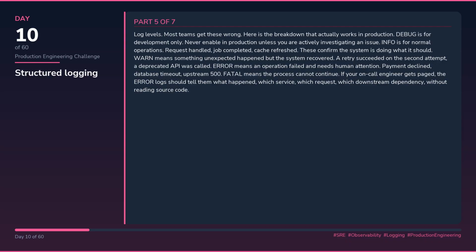Warn means something unexpected happened but the system recovered. A retry succeeded on the second attempt, a deprecated API was called. Error means an operation failed and needs human attention. Payment declined, database timeout, upstream 500. Fatal means the process cannot continue. If your on-call engineer gets paged, the error logs should tell them what happened, which service, which request, which downstream dependency, without reading source code.